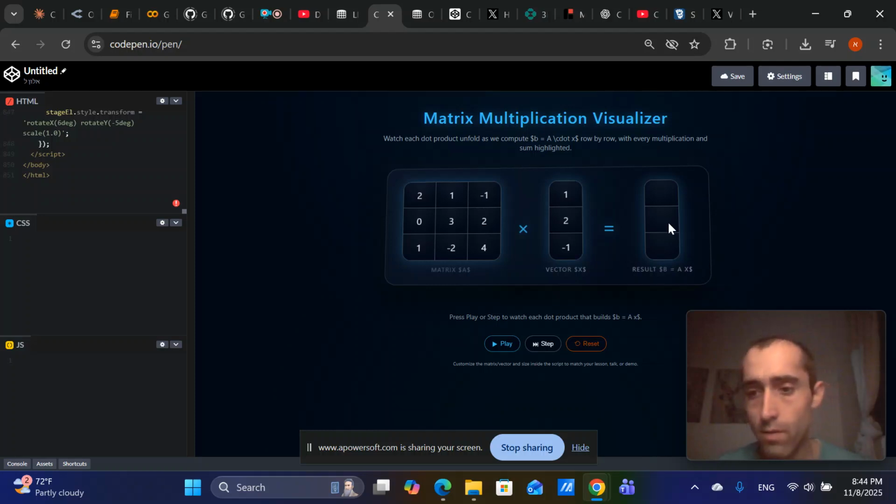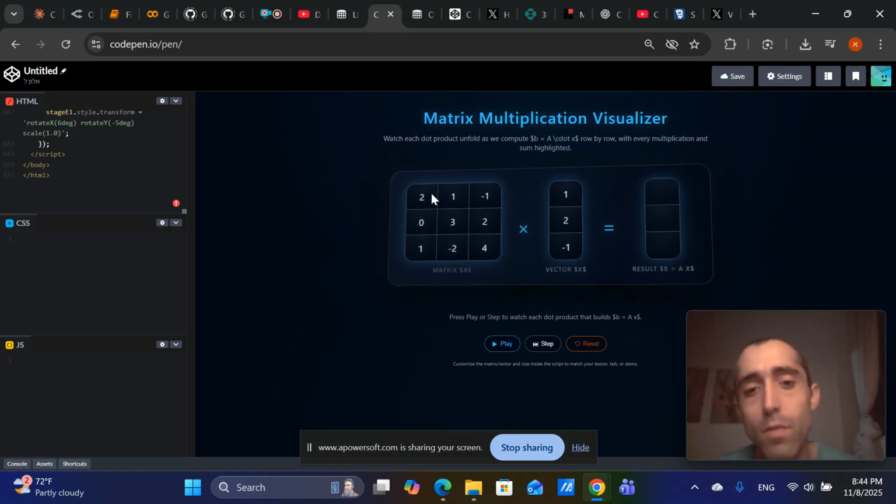Okay, so let's see a very nice animation of how matrix multiplication is done. We start with this matrix A and this vector, and this is the result. Now, in order to do matrix multiplication, we need the number of columns of the matrix on the left to be equal to the number of rows of the vector on the right, or the matrix on the right. Here we have 3 columns on the left and 3 rows on the right, so we can do this multiplication. Now, what is the dimension of the result?